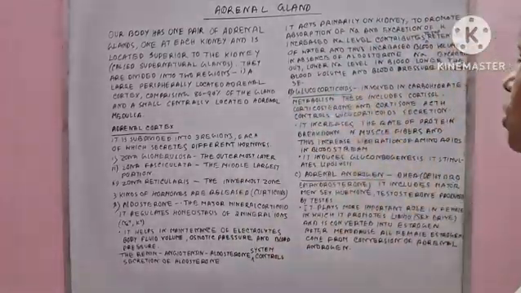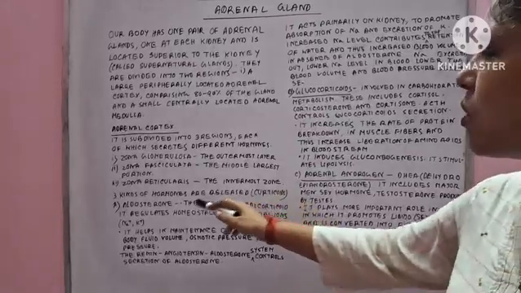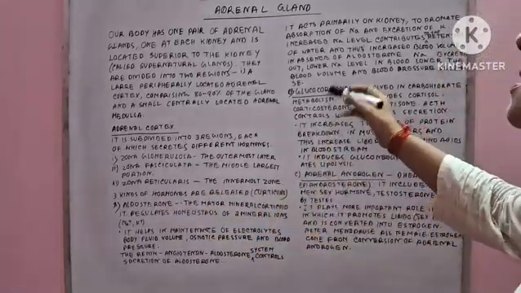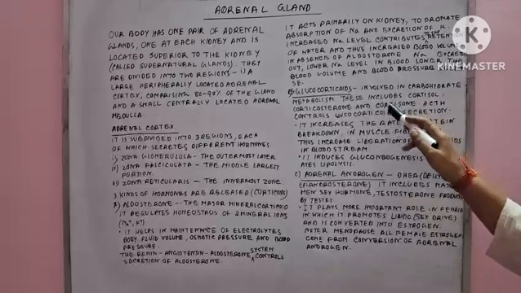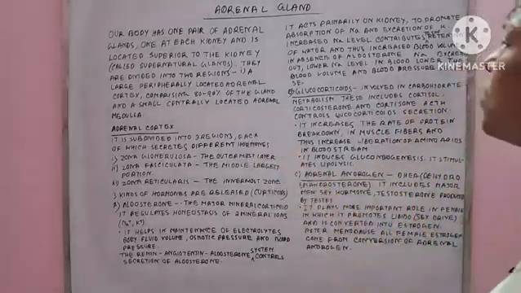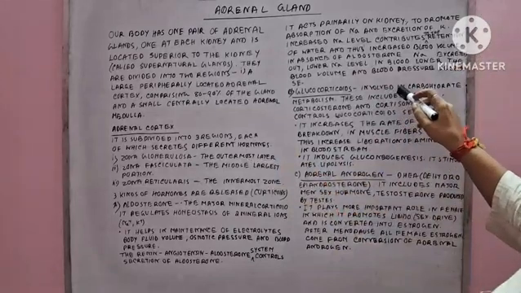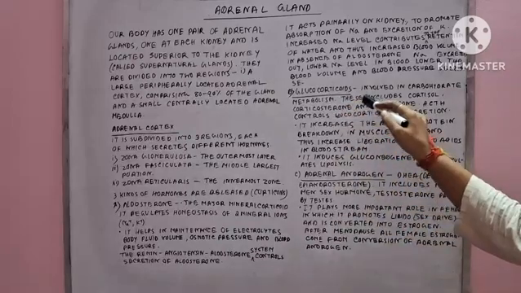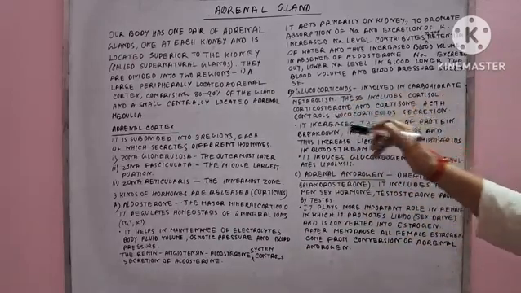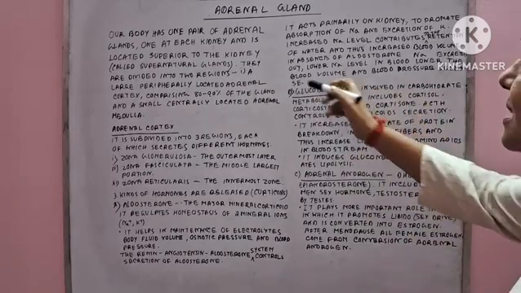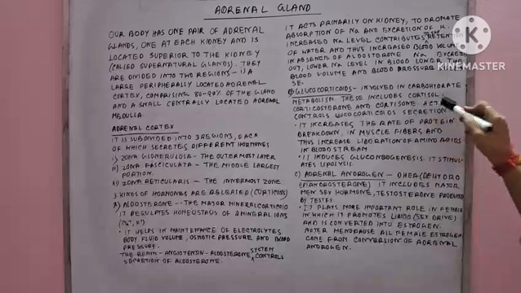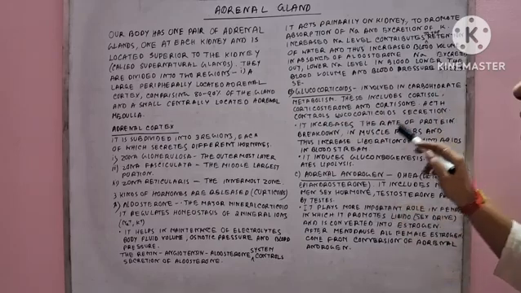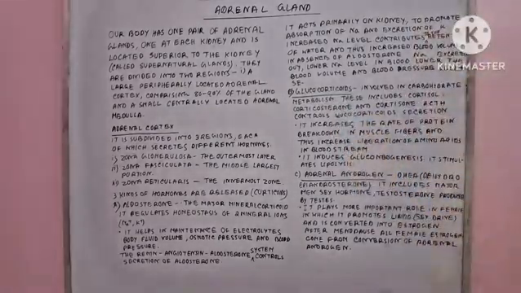Next one is the glucocorticoids. The aldosterone is called a mineralocorticoid. And glucocorticoid is another hormone, the second hormone released from the adrenal cortex. Its involvement is seen in carbohydrate metabolism. Three hormones are under the glucocorticoids: cortisol, corticosterone and cortisone. Clear? Cortisol, corticosterone and cortisone.